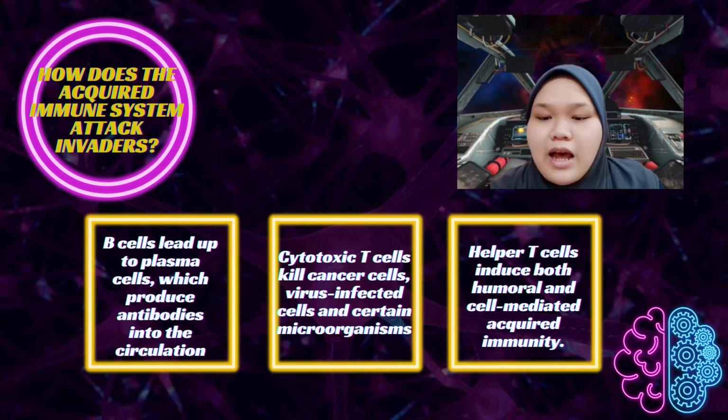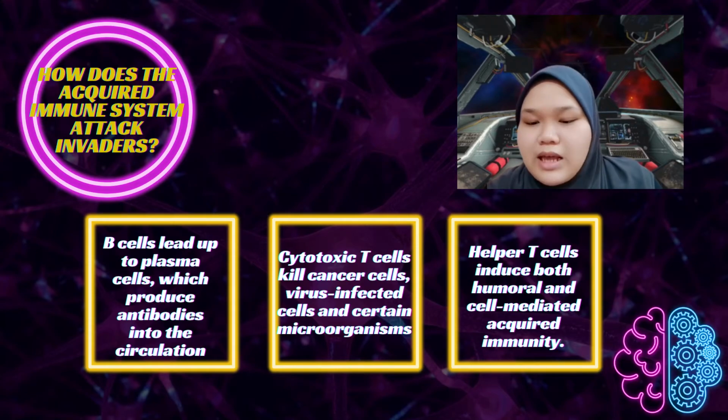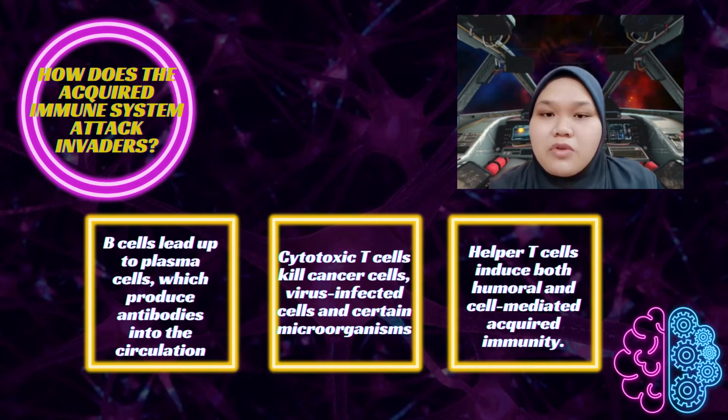B cells develop into plasma cells, which produce antibodies into the circulation, resulting in humoral immunity. Antibodies kill microbes or their toxins when they are outside of bodily cells. Cytotoxic T cells kill cancer cells, virus-infected cells, and certain microorganisms, resulting in cell-mediated immunity. Helper T cells induce both humoral and cell-mediated adaptive immunity.